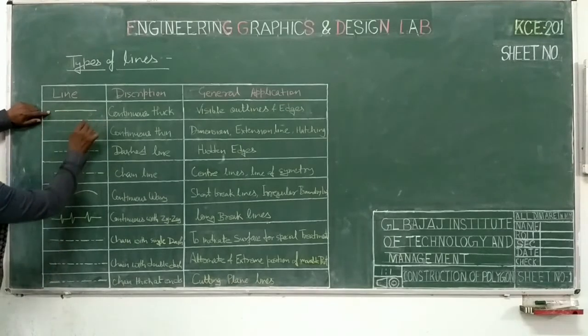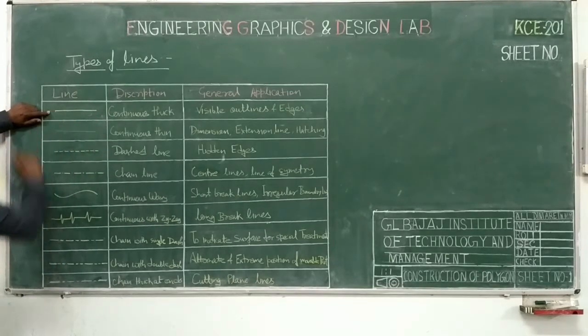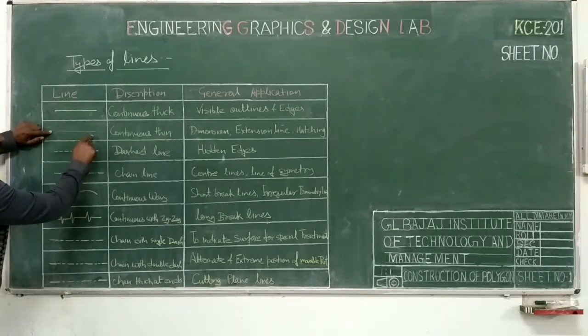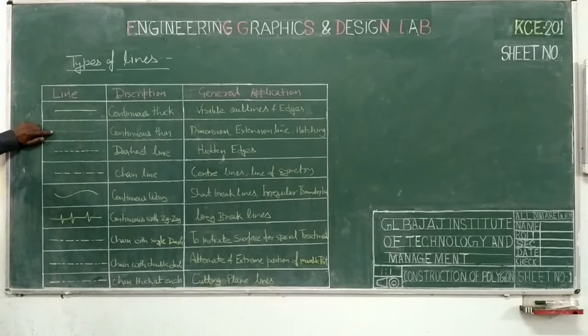It is going continuously, and comparatively it is thick, so it is called continuous thick line. The second one is the continuous thin line. It is going continuously, but comparatively it is thin, so it is known as continuous thin line.